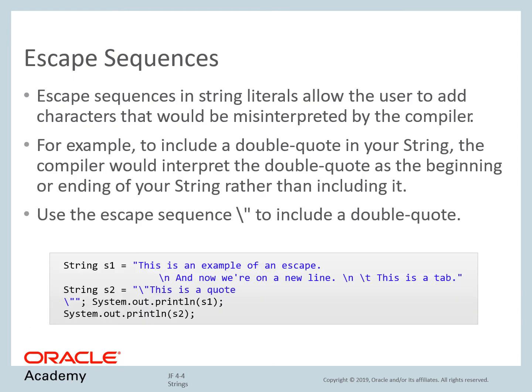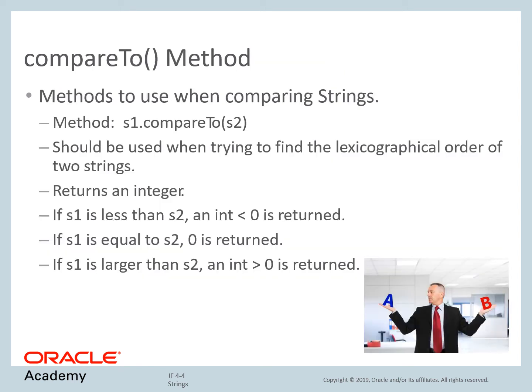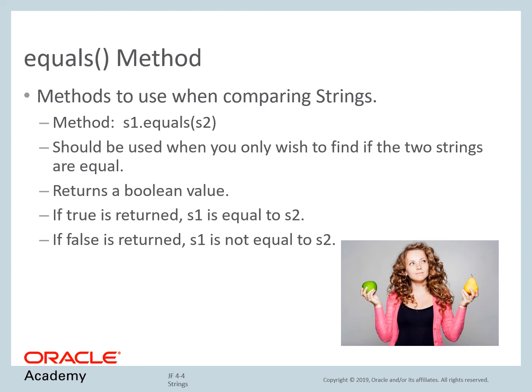Escape sequence. The compareTo method is a method to use when comparing strings. It will return an integer. The equals method is a method to use when comparing strings. It will return a Boolean value.